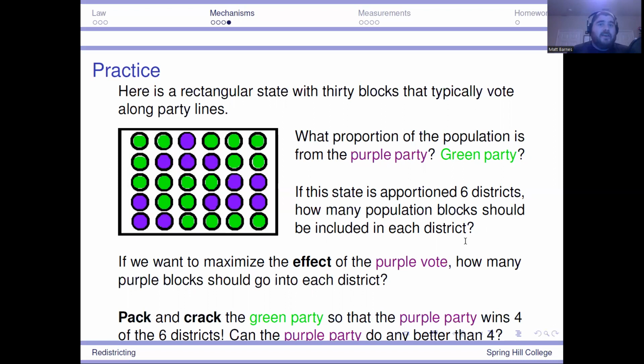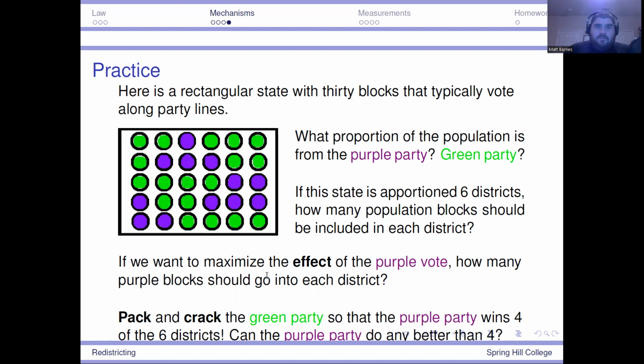Well, each one has to have the same amount of people, right? It has to have the same amount of population. So we have 30 total blocks. We need to break them into 6 districts. So that means I should have 5 blocks in each of these districts. So we have to have 5 in each one, and they have to connect up with each other. I can't have these 3 over here and then these 2 over here and not connect them up, right? So those are kind of our basic rules when it comes to making these districts.